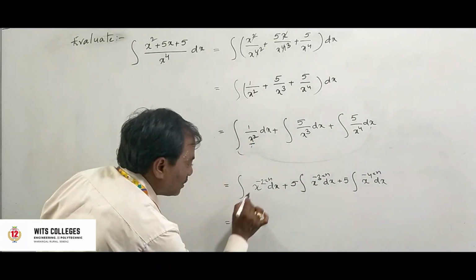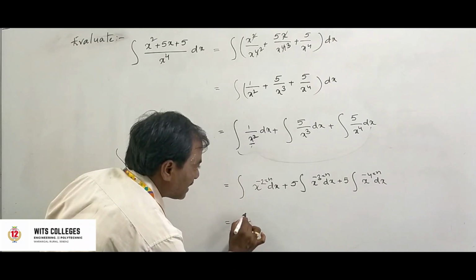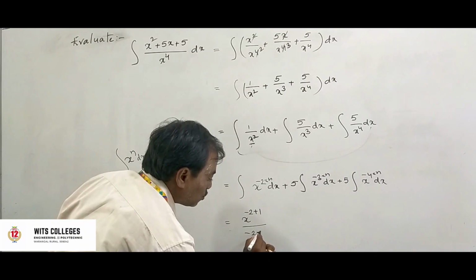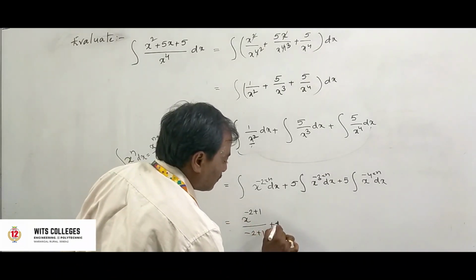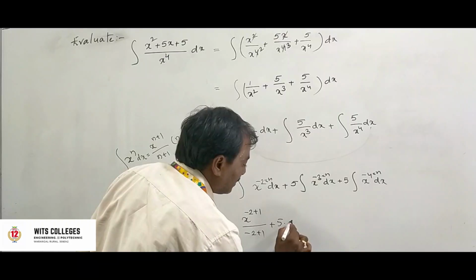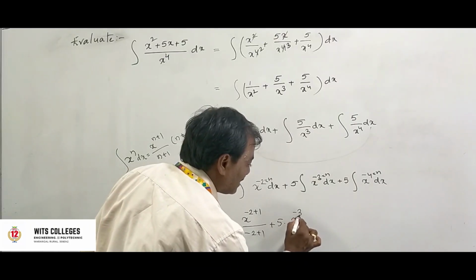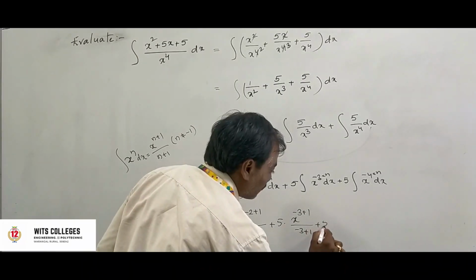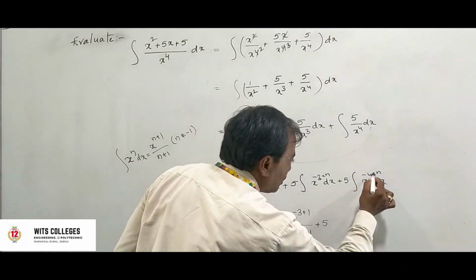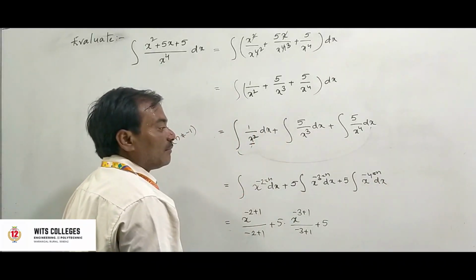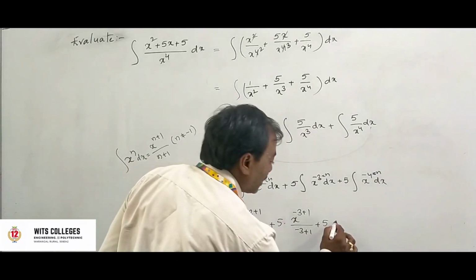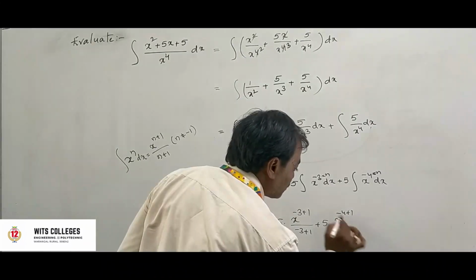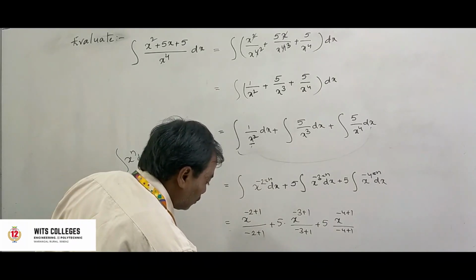So therefore this value, x to the power of n plus 1 means x to the power of minus 2 plus 1 by minus 2 plus 1, plus 5 into x to the power of n equal to minus 3 plus 1 by minus 3 plus 1, plus 5 into x to the power of minus 4, so x to the power of minus 4 plus 1 by minus 4 plus 1.